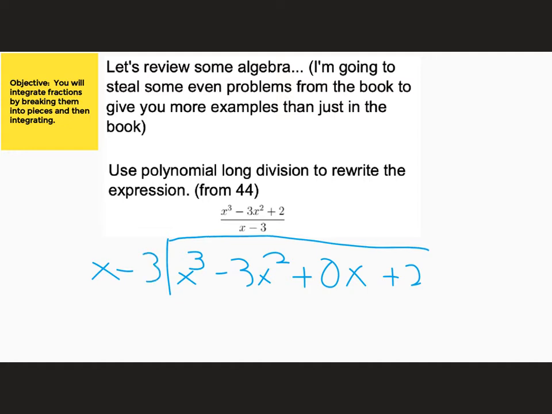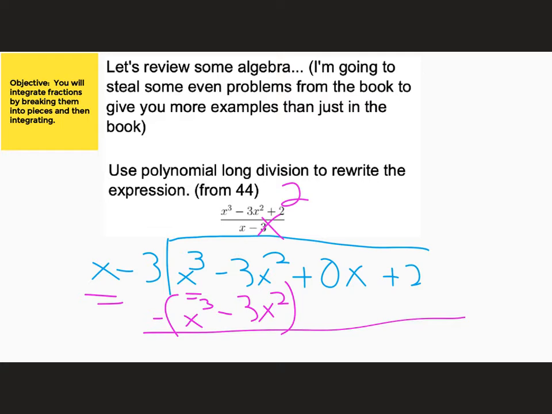Now, the question I'm going to ask myself is, we want to know, how do I get x to become x cubed? That's going to be x squared. Multiply x by x squared, and I get x cubed minus 3x squared. I have to subtract down. So that's 0, 0, and then 2. I can't get x to become 2 without some fraction work there, so that's my remainder.